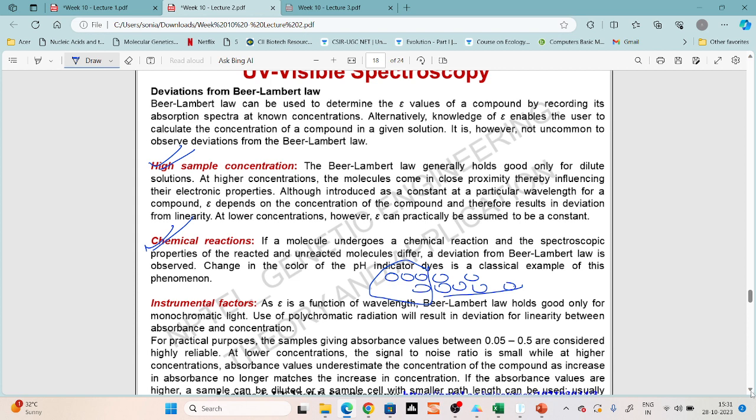Then comes the instrumental factor. The Beer-Lambert law is good only for monochromatic light. If you are using polychromatic light, then there would be a deviation. Okay.